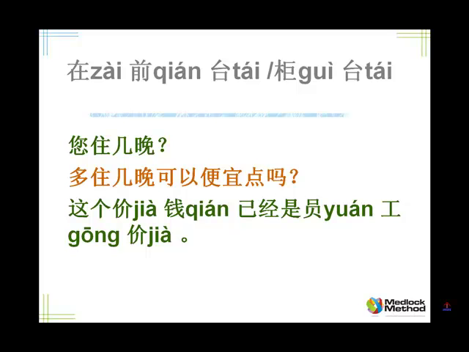When you're staying in a Chinese hotel, the breakfast isn't always included in the price. Sometimes it is, sometimes it isn't. So you're going to need to ask, is breakfast included in the price? How do you say breakfast is included?